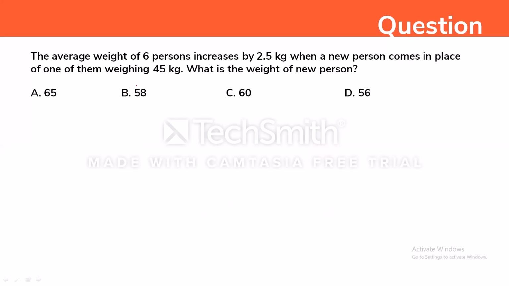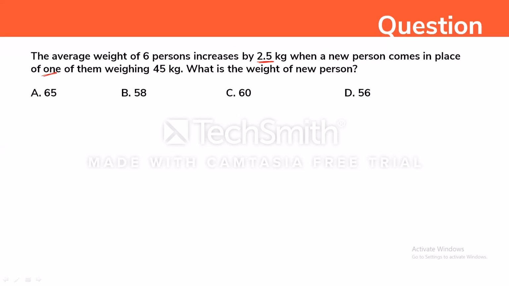Now if you observe this question, the average weight of 6 persons increases by 2.5 kg when a new person comes in place of one of them weighing 45 kg. What is the weight of the new person? If you read the question, this question is also as simple as the previous questions we solved. The average weight of 6 persons increased by 2.5 kg, when a person comes in place of one.